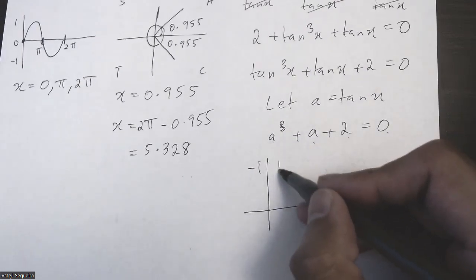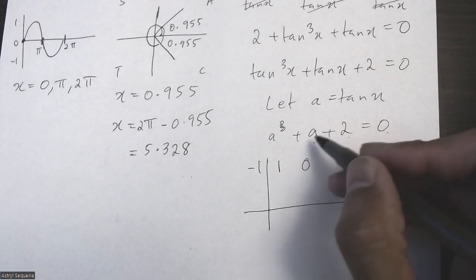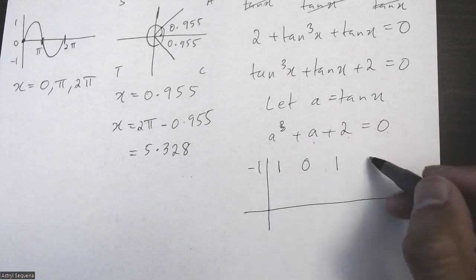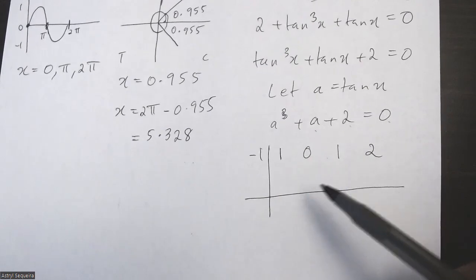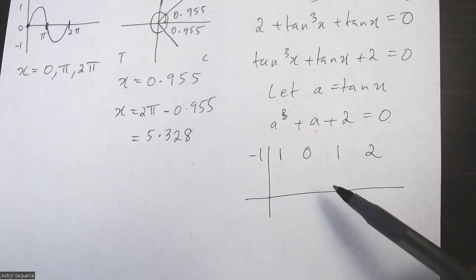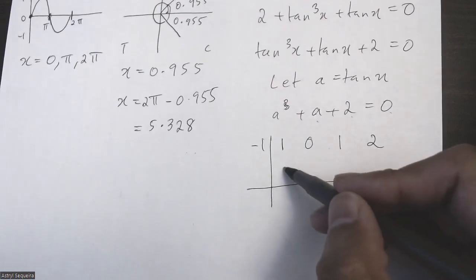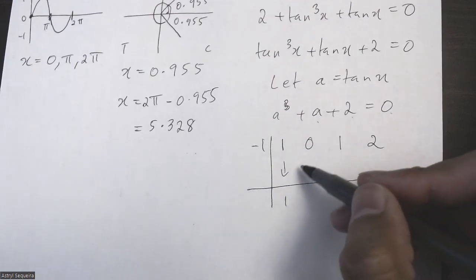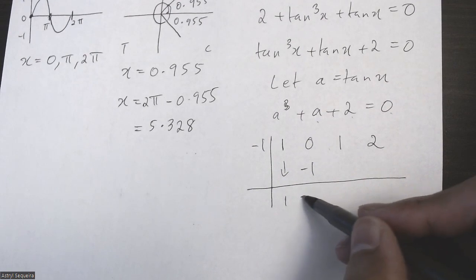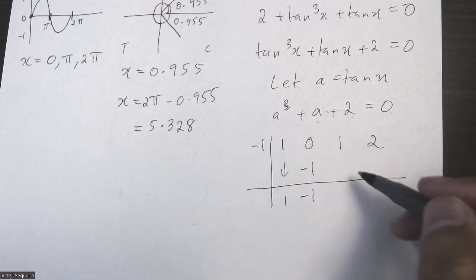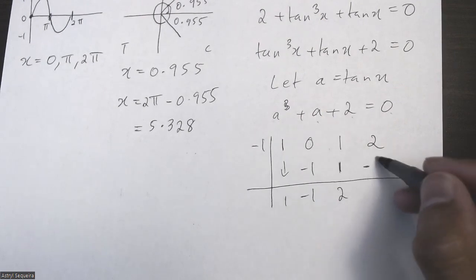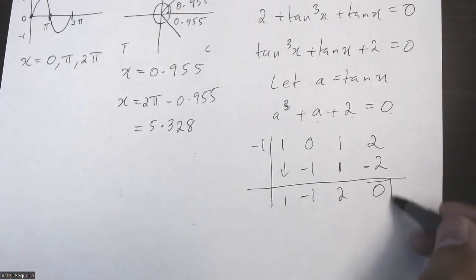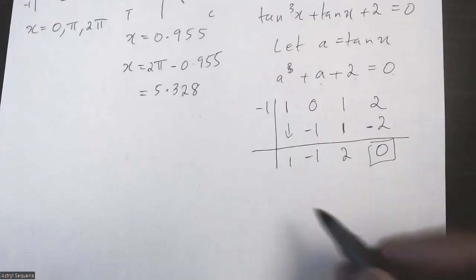My coefficients for the cube is 1, for the square is 0, a term is 1, for the 2 is 2. If you don't understand what's going on here, you need to go back and learn synthetic division and factor theorem. I'm not going to explain it in this video. Bring the 1 down. -1 times 1 is -1. 0 plus -1. -1 times -1. 1 plus 1 is 2. -1 times 2 is -2. And then I do get a remainder of 0. Means my answer is definitely correct so far.